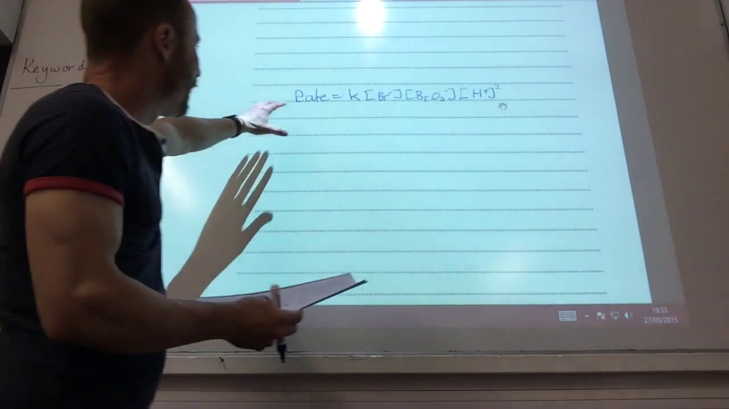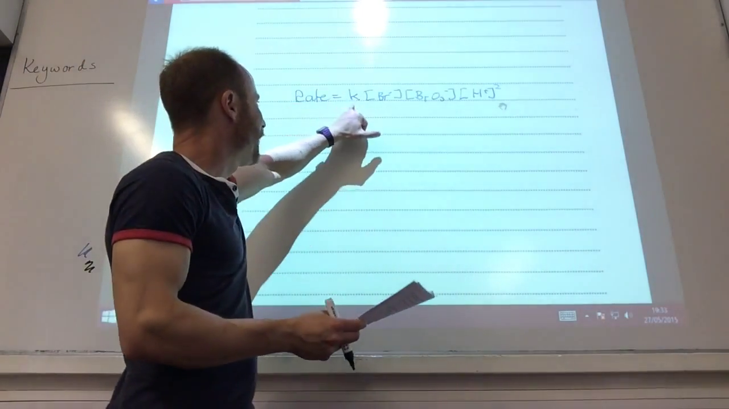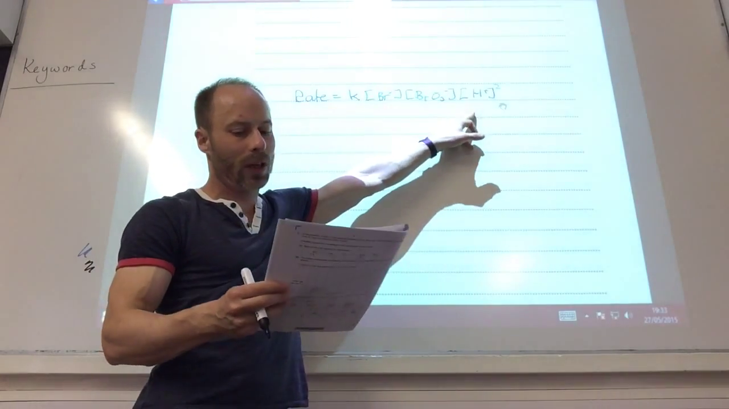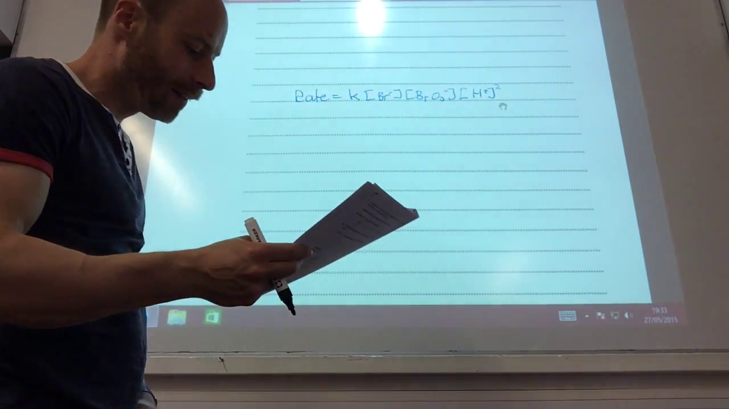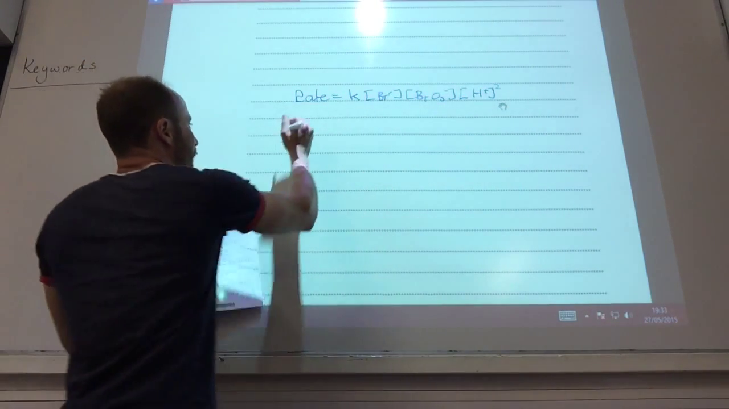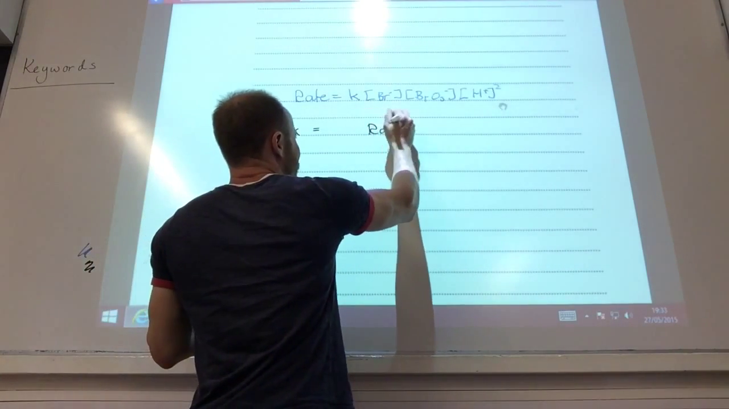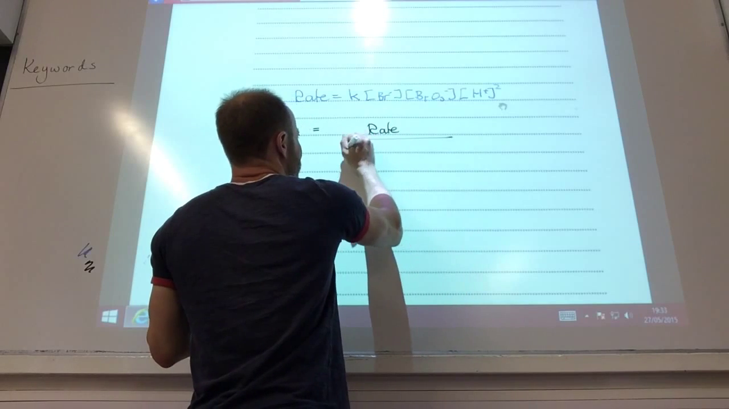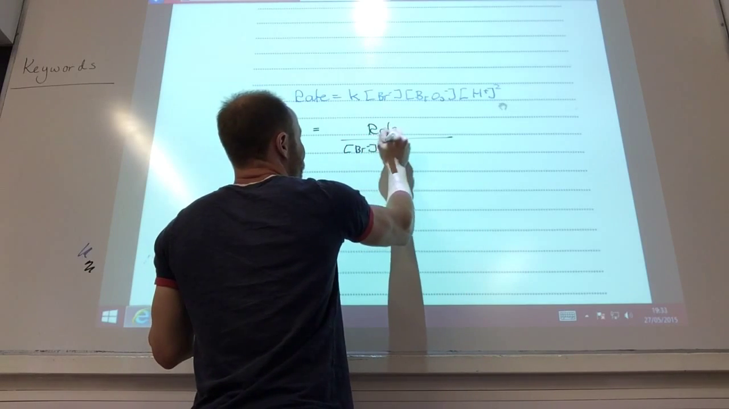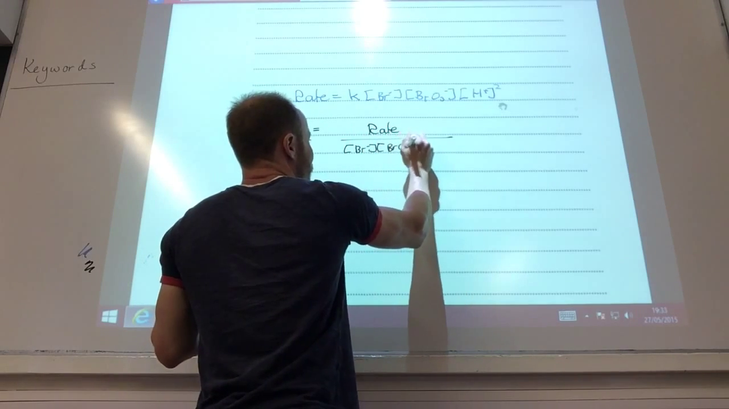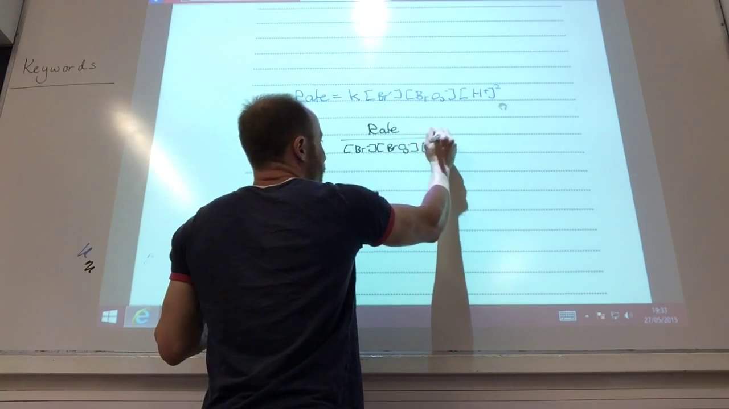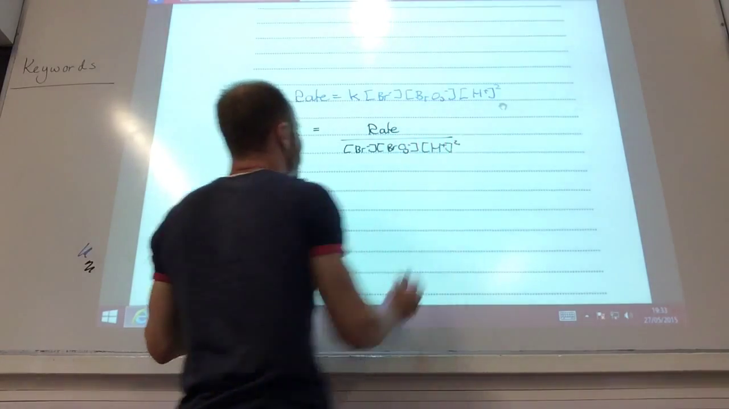Okay, so that then gives me this rate equation here. Rate constant, first order, second order. I need to find the rate constant k, so I can rearrange that to give me k is equal to rate divided by [Br minus][BrO3 minus][H plus] squared.